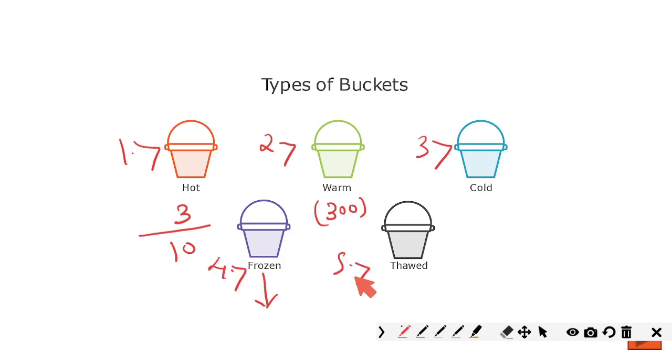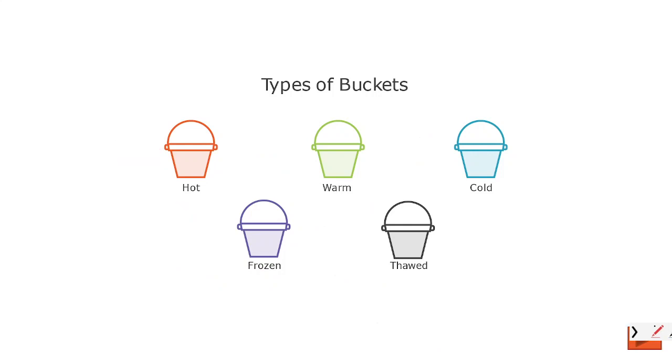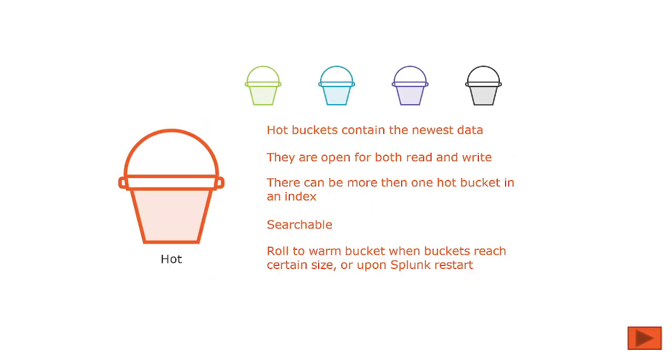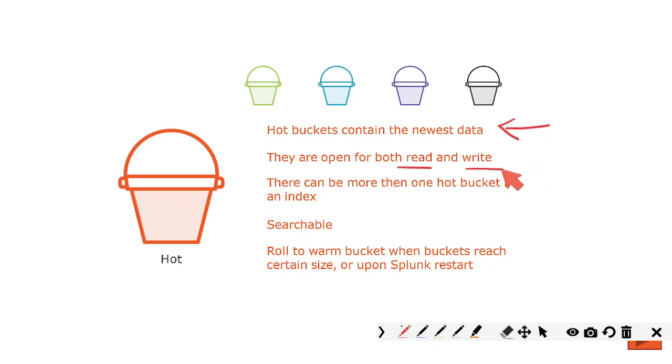So let's try to decipher what we mean by these buckets. For the hot buckets, the important thing is the live data being ingested in the Splunk platform, the newest data, will be written in the hot buckets. They are both read and write buckets, and the data inside the hot buckets is searchable. There can be more than one hot bucket in an index. The default setting says you might have 3 concurrent hot buckets or 10 concurrent hot buckets, which depends on the size of your indexes as well.